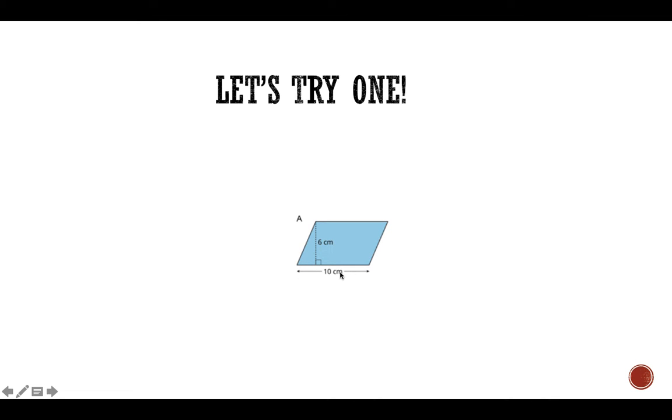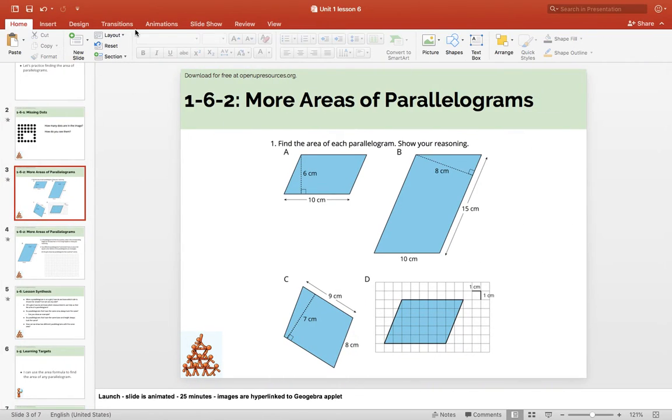So first thing we have to recognize, what is our base? Our base is 10 centimeters. What's our height? Height goes straight up and down. That is 6 centimeters. So to find our area, we'll multiply our base times our height. So our base is 10 centimeters. Our height is 6 centimeters. What is 10 times 6? That is 60. So our area would be 60 centimeters cubed, right? Because we are, oops, what did I do?